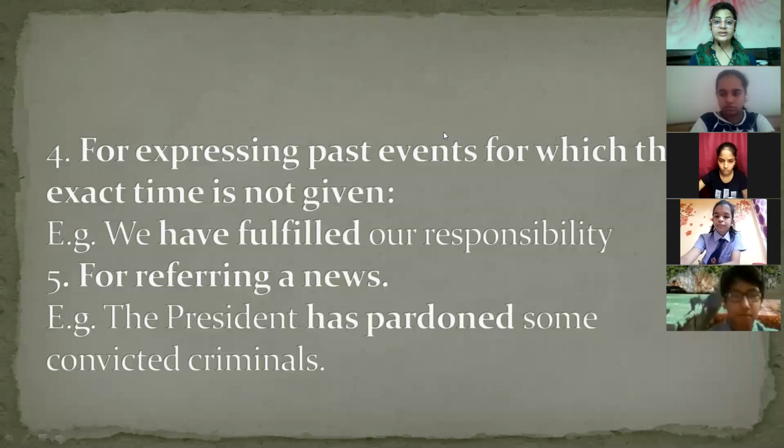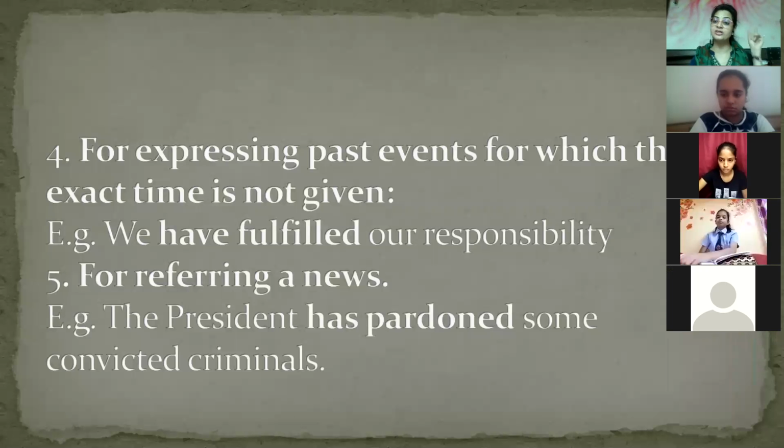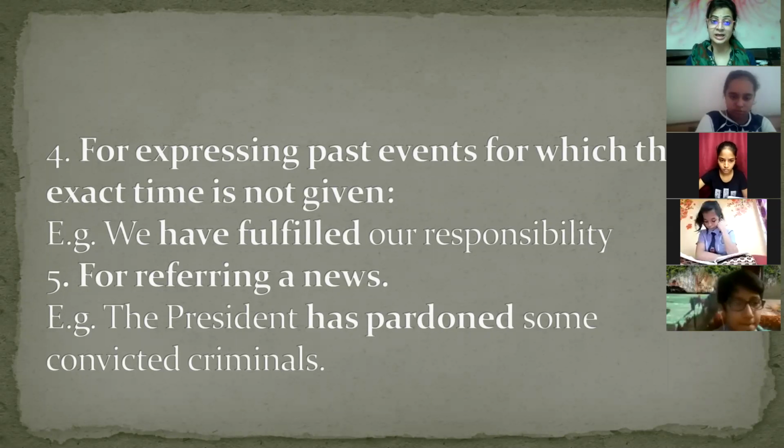Next, for expressing past events for which the exact time is not given. The first point was कि past में काम हो गया और अभी तक related है. This point says कि कुछ past में चीज हो गई बट वहां पे कोई टाइम नहीं दे रखा है. For example, we have fulfilled our responsibility. I mean that there is nothing, no time mentioned over there कि कैसे किया, क्या किया, कब किया. But yes, it is given कि ये चीज पहले हो चुकी है. I mean आपने पहले अपनी responsibilities कभी पूरी करी थी. तो we have fulfilled our responsibility.